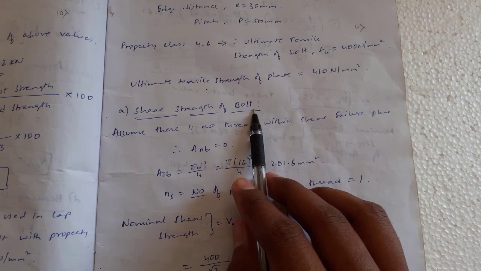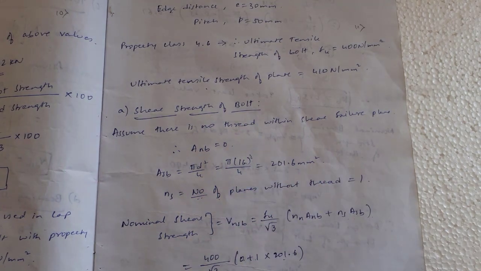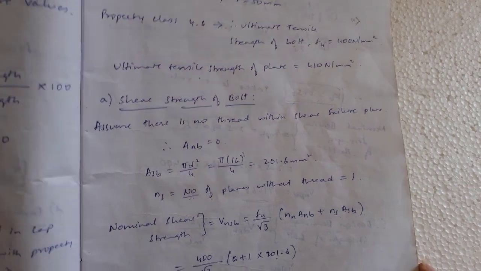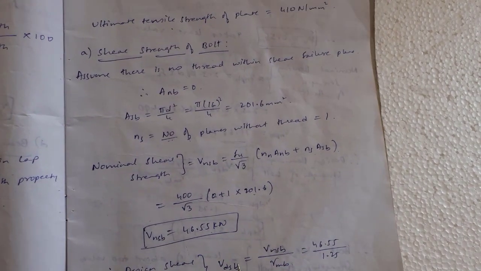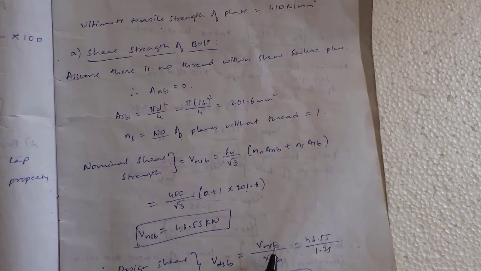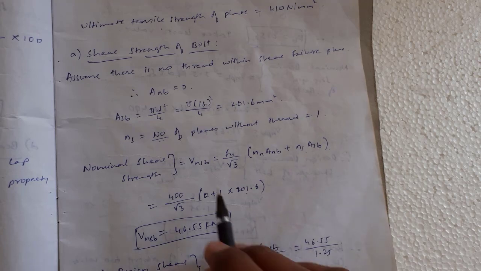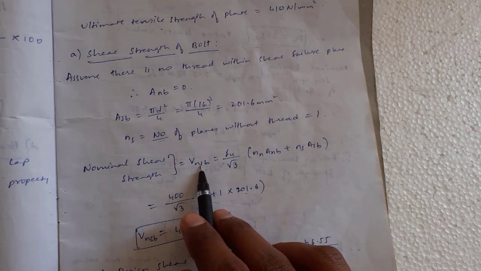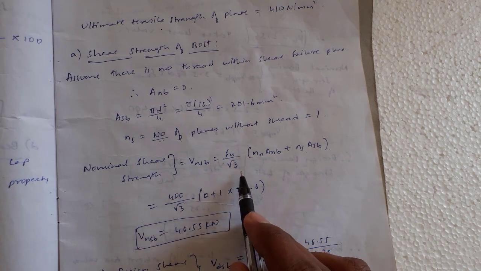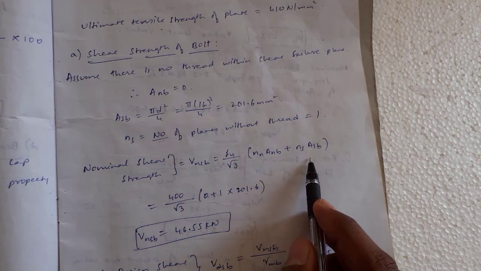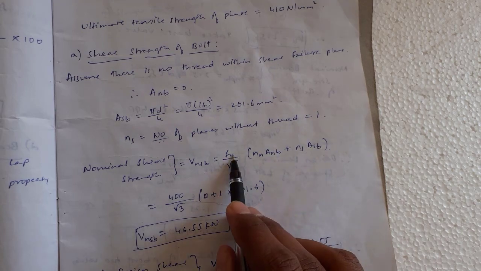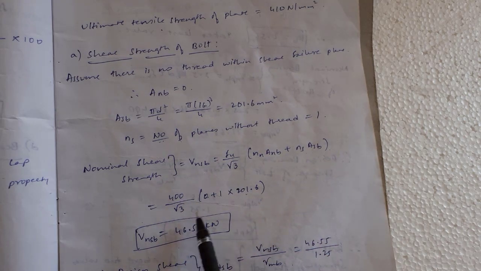From page number 75, IS 800. What is the formula for that? The formula for shear strength of the black bolt: VDSB equals VNSB divided by gamma MB. First we have to find out VNSB. How will you find the VNSB formula? It is also on page number 75, IS 800. VNSB equals FUB divided by root 3 into NN into ANB plus NS into ASB. FUB value, how much did you get? 400 divided by root 3 into.